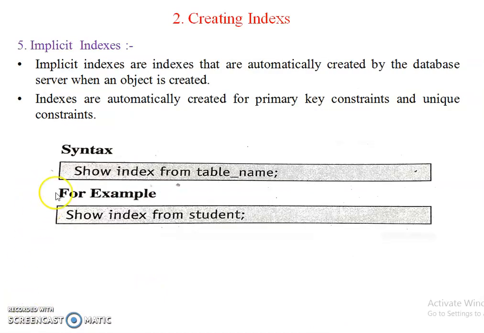Now we discuss the implicit index, how to define the implicit index. Implicit indexes are indexes that are automatically created by the database server when an object is created.